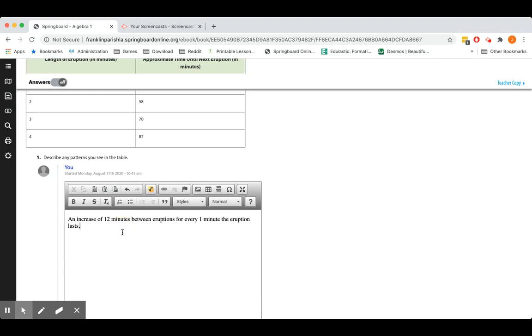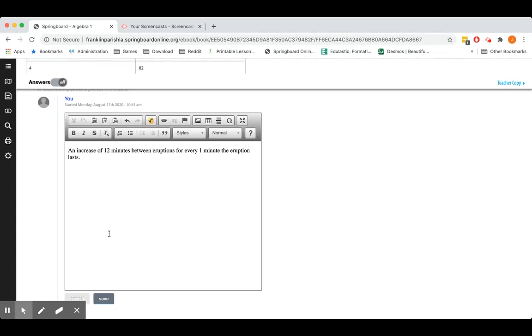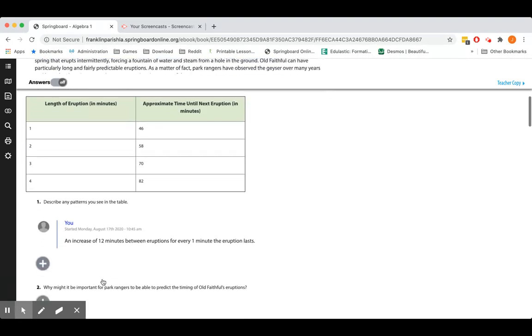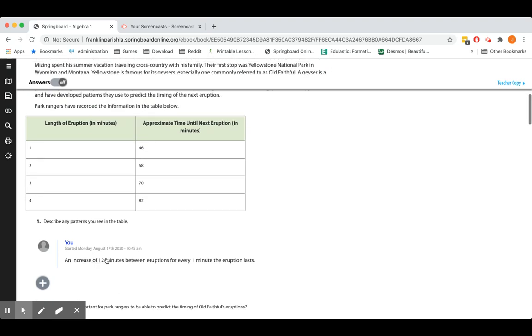It's always okay to go back and fix something if you don't happen to get your complete thoughts the first time. That's just an example of an answer. You don't have to put it exactly like that. It could be however you say it, as long as you have the basic concepts. For every 1 minute the eruption lasts, it takes another 12 minutes between the eruptions.